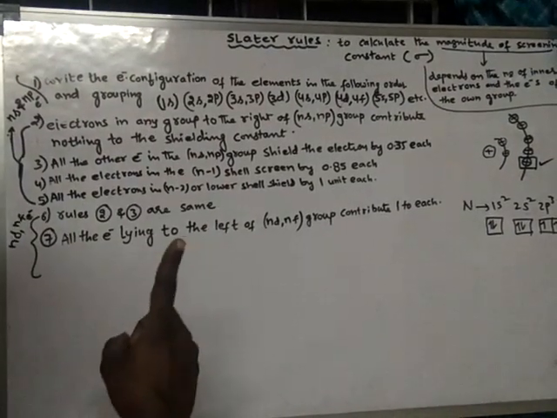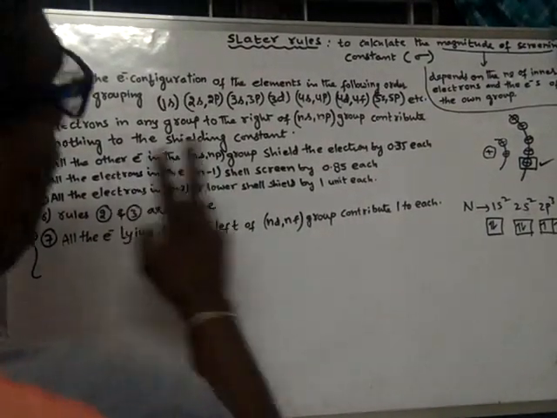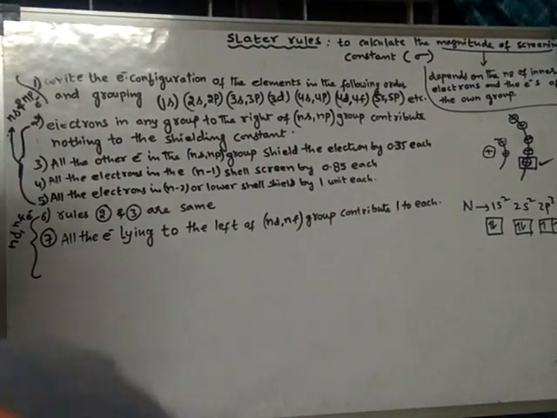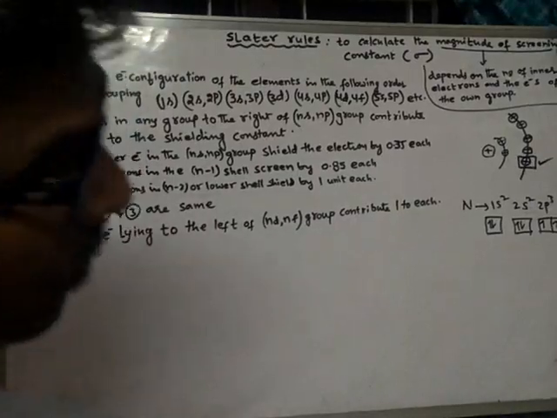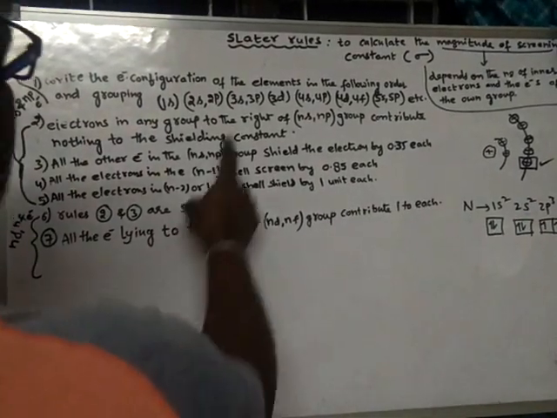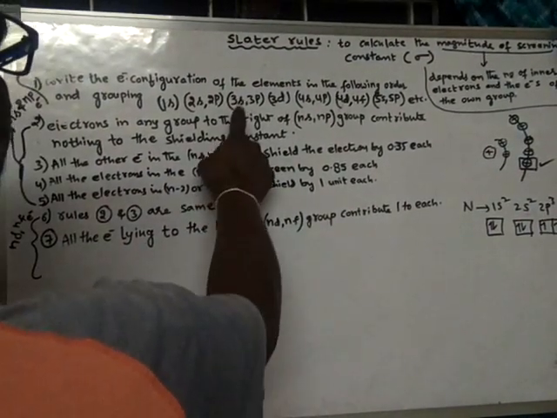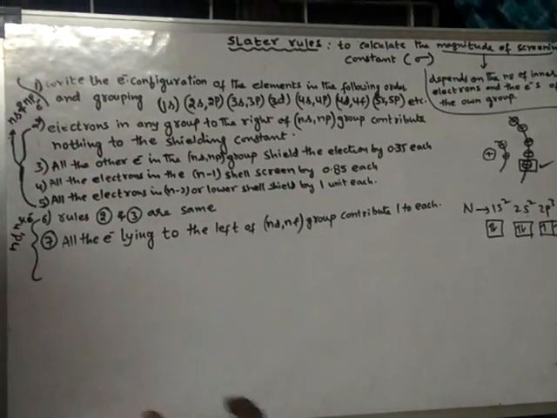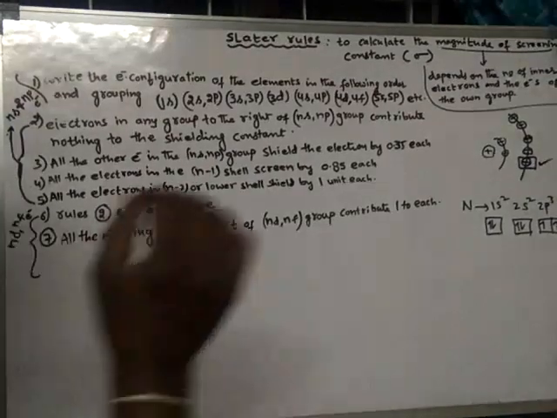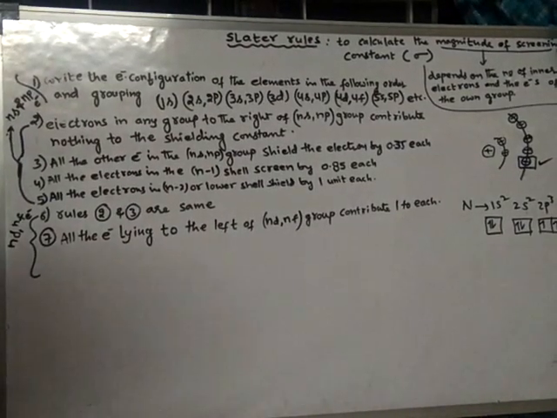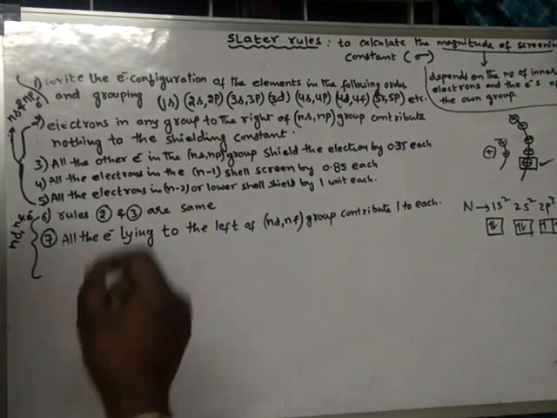contains only one S subshell, and the second orbit contains S and P subshells. So these two will become a group, and the third orbit contains three subshells, S, P, D. But S and P can be given a separate group, and D will be given as a separate group. So always D should be grouped with F if it is present, and S should be grouped with P.